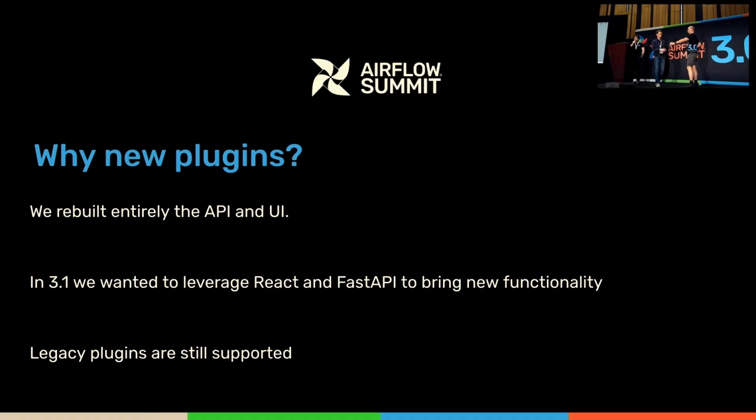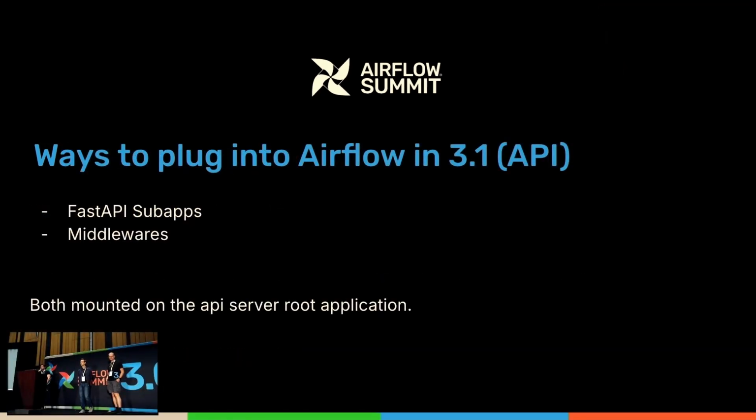To put back the context, for Airflow 3, we rebuilt entirely the API and the UI with React and FastAPI. We wanted to leverage those modern frameworks to bring new capabilities to the plugin system. And of course, we wanted to still be able to support legacy plugins in Airflow 3. This is achieved via the FAB provider, and this is not a blocker to upgrade. For the backend, you have two ways to extend the API server, FastAPI sub-applications and middlewares. Both of them are mounted on the root level of the API server apps. You will see in a minute that this is an important piece of information.